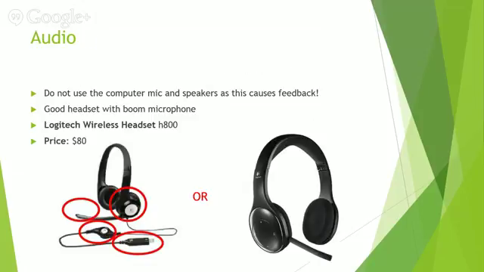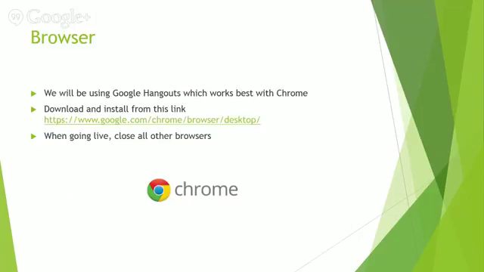From the audio side, a good headset with a boom mic is preferable. You ideally don't want something that's got a whole lot of cables and wires hanging over the front of your shirt. So I'm using the Logitech H800 headset. It also retails for around $80. You should be able to pick it up online from any of the big retailers. So if you don't have a good headset, I can highly recommend that one.